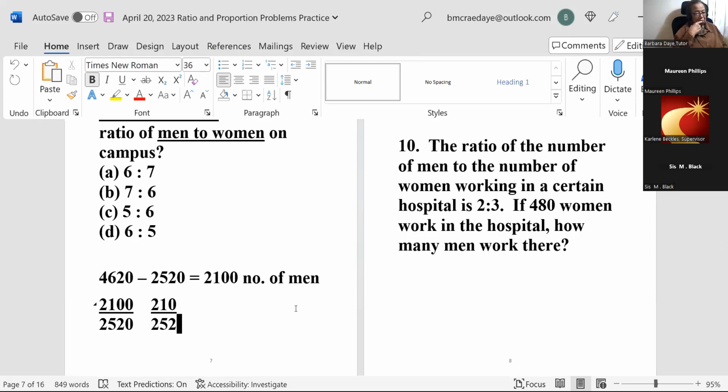252 divided by 21. I got 12. It's 10. 12. Okay, so you got 10 and 12. So 10, 12 is which one of these ratios? 12 is 252 and 10 is 210. That's a ratio. So which one is correct? C. Yeah.